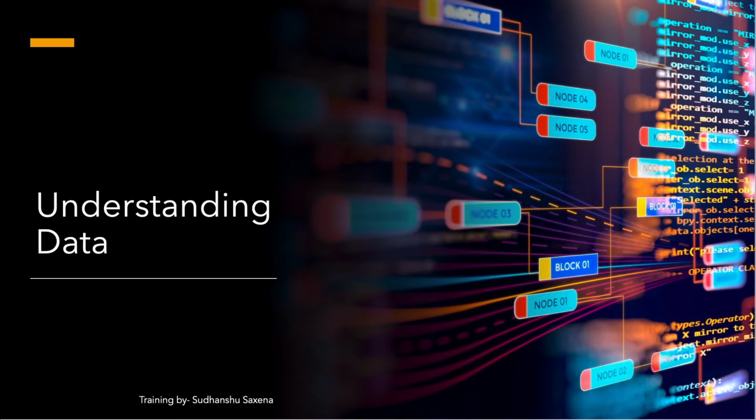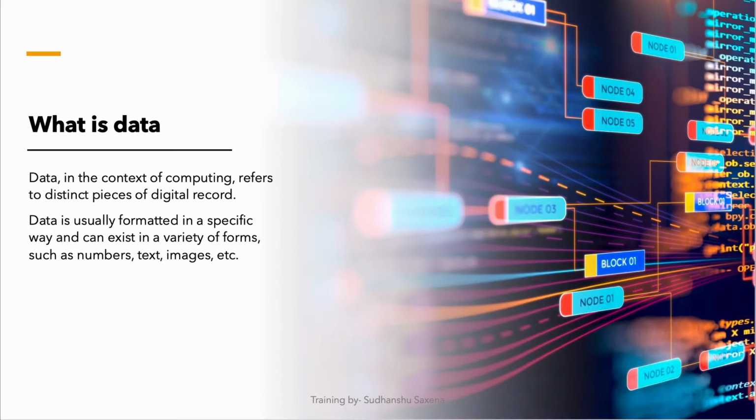Now the next thing which we want to talk about is the official definition. The official definition of data says data in context of computing refers to the distinct pieces of digital record. Data is usually formatted in a specific way and can exist in a variety of forms such as numbers, text, images, etc. So anything which is recorded, it could be a movie, it could be an MP4 file, it could be an MKV file, it could be a CSV file, TSV file, JSON format, any kind of data, right?